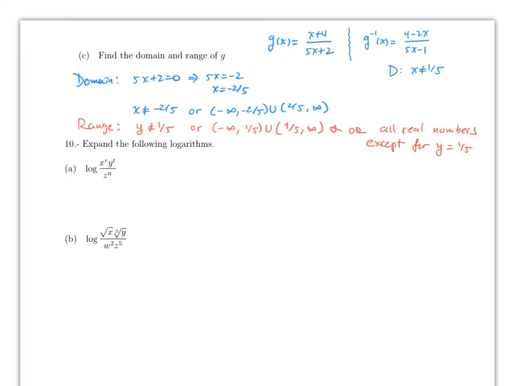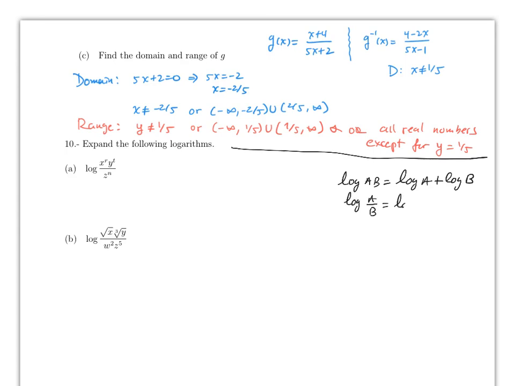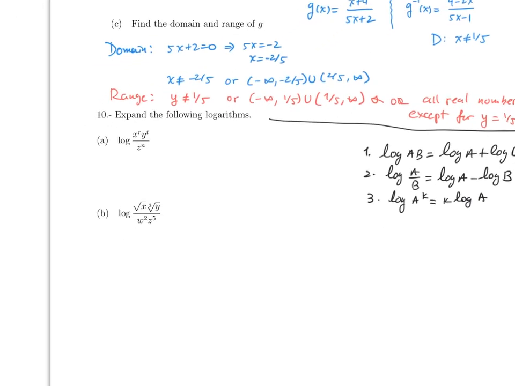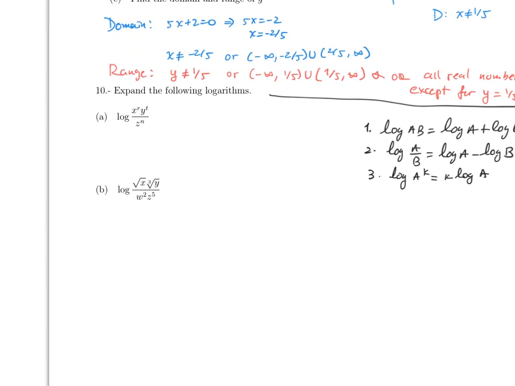Right, for the last problem, we're going to need the three properties we used before. Remember, log of a times b is log of a plus log of b. Log of a over b is log of a minus log of b. So this is rule 1, rule 2, or property 1, property 2. And then property 3 is that log of a to some k power equals k log of a. So we're going to use these rules to simplify this.